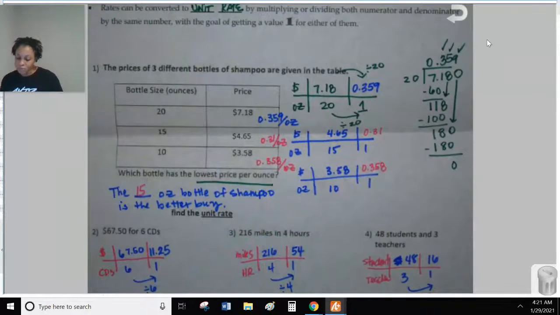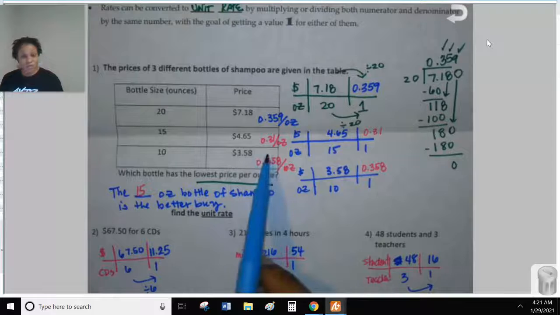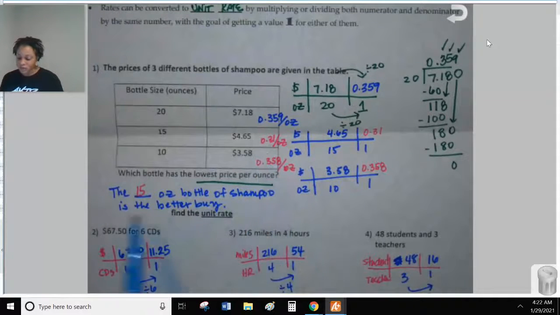Which one is the better buy? Which one is the cheapest amount? Two of these were basically 36 cents per ounce, and the 15 was 31 cents per ounce. So the 15-ounce bottle of shampoo is the better buy. That's the best buy. Okay? Let's go practice.